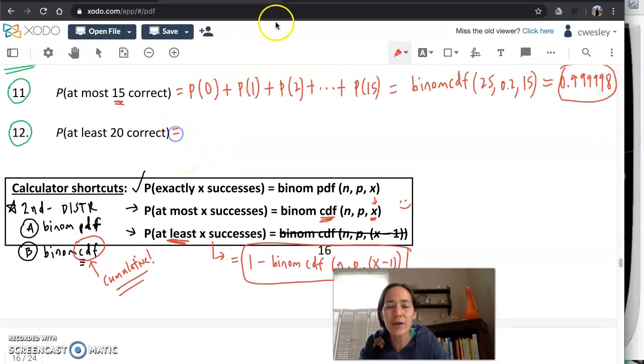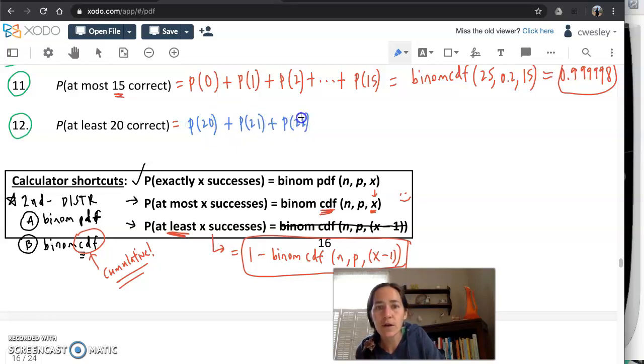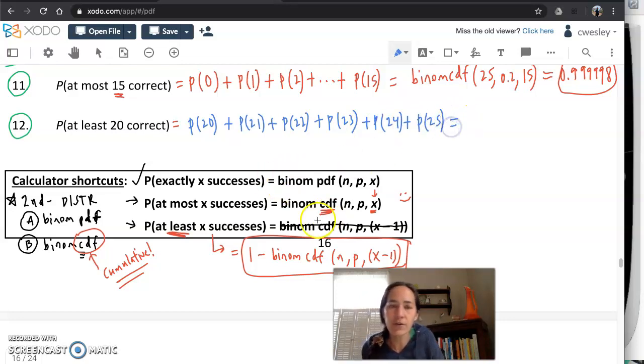At least 20 correct. Let's talk about this for a second. So for at least 20, that's a few cases that you're adding up. 20 at the very least. So the first case is going to be probability you get 20 correct. You get 21 correct, 22, 23, 24, and 25. I say in blue here, these are all the cases that fall under that category of at least 20 or more. So how could we use a binom CDF?